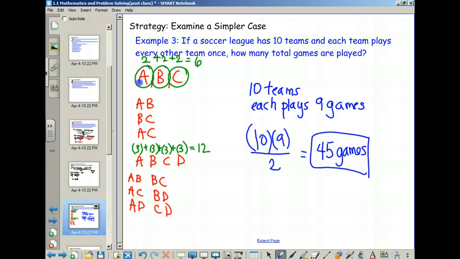Okay, so let's put a note on here just in case you guys didn't actually write it down that this removes double counting. That's why we divided by 2, is because it actually gets double counted.